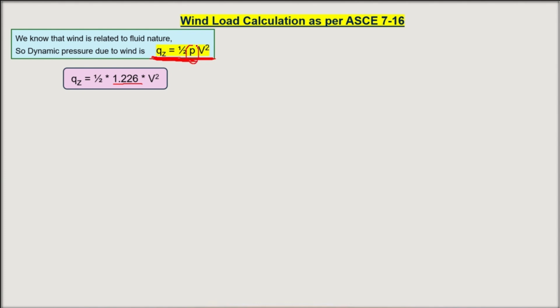I already told you, right? This rho is that thing, but density of air. So density of air is equal to 1.226 kg per meter cube. If you calculate this, qz is equal to 0.613 V square. This is how we need to calculate wind pressure, guys.